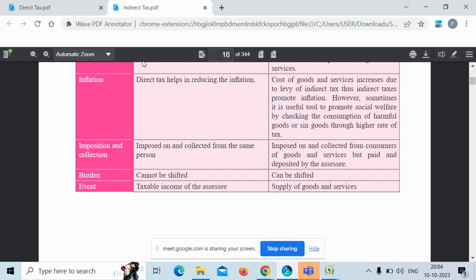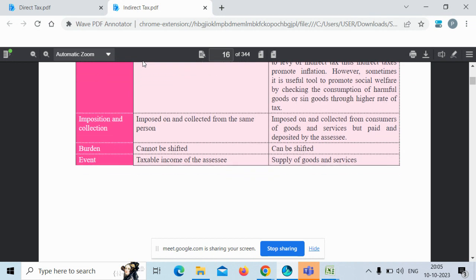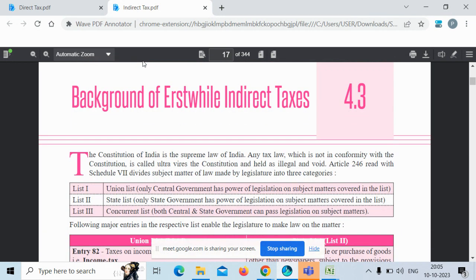So, what is the event? The event is I am earning 1000 rupees as professional fees. My income crossed 2 lakh 50 or whatever is the basic amount, so I'm supposed to pay taxation. In case of indirect taxation, I am selling you goods. Irrespective of my income, I have to pay tax. Supply of goods and services is the triggering point here. Again, a quick read, then we'll go for the next one.